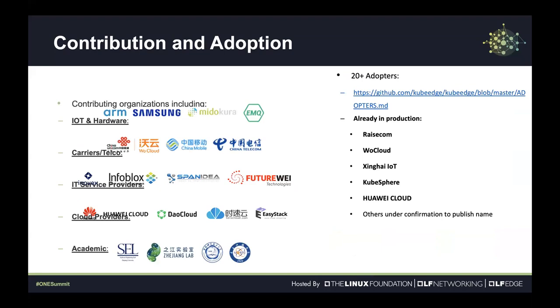Adoptions. Because that's a successful and very powerful open source project, we have more than 20 adopters in this category of IoT and hardware. We have ARM, Samsung, EMQ, and a lot of carriers like China Mobile and China Unicom using this project. And also we have IT services and cloud providers. There are a few cloud providers already using KubeEdge, building their edge cloud computing products. Academic, there are a few universities. They have a networking club, network lab or IoT Edge lab participating in this project.